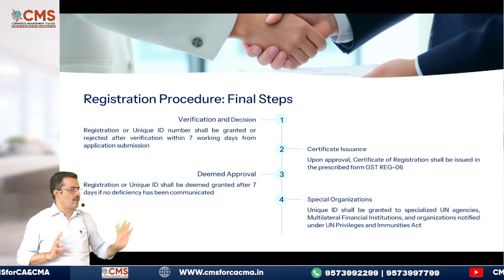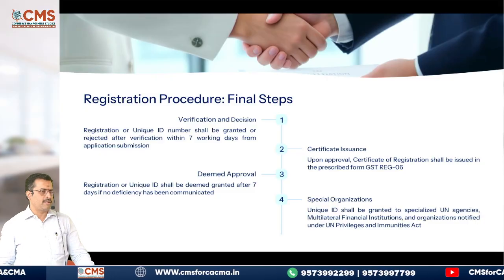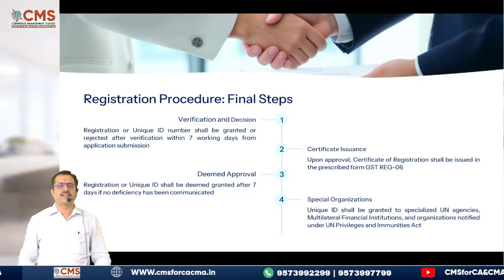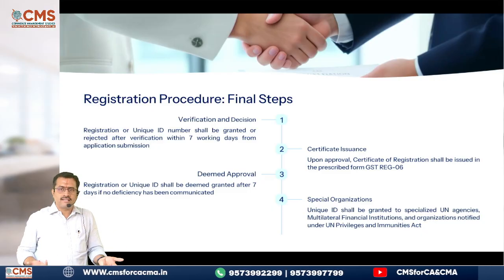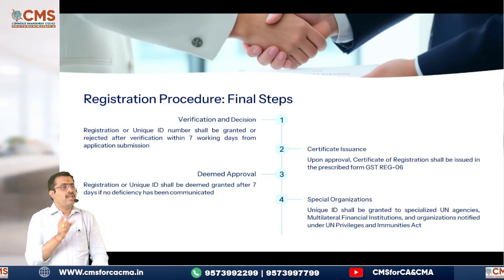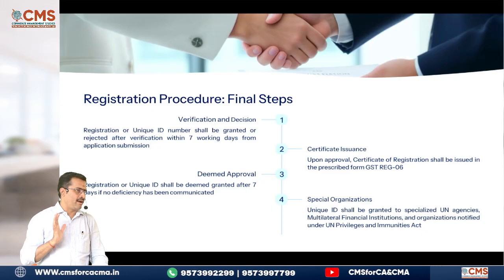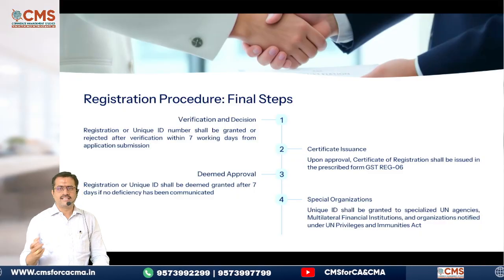Then last one, special organization. Special organization means you are having this United Nations organization and all. For them, they will not have Aadhaar. You cannot mention any one person's Aadhaar and all. For them, a unique identity number will be granted. That number itself is the GST number for them.